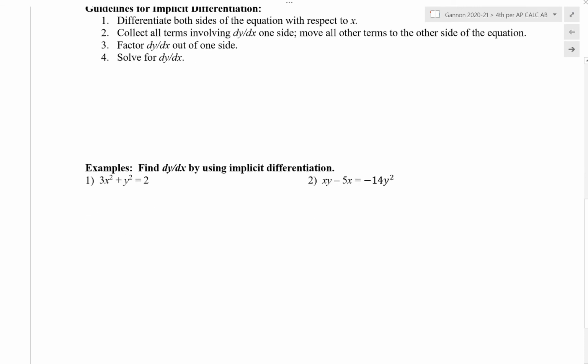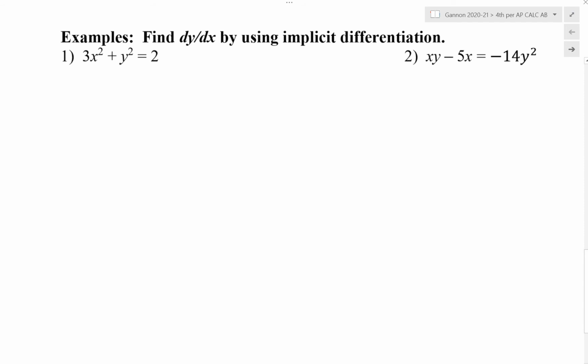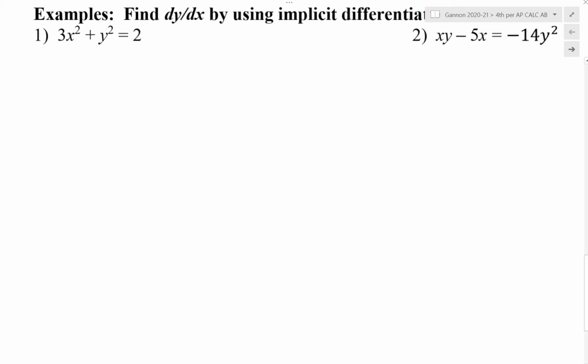So we're going to jump into the examples. The first example says to find dy dx using implicit differentiation. Our function is 3x squared plus y squared equals 2. Usually we use implicit differentiation when it's challenging to isolate y. In this case, if we wanted to get y by itself, we would have to subtract the 3x squared over and square root both sides, but that gives us plus or minus the square root of 2 minus 3x squared. So we have a positive square root function to take the derivative of and a negative. Implicit differentiation allows us to avoid that.